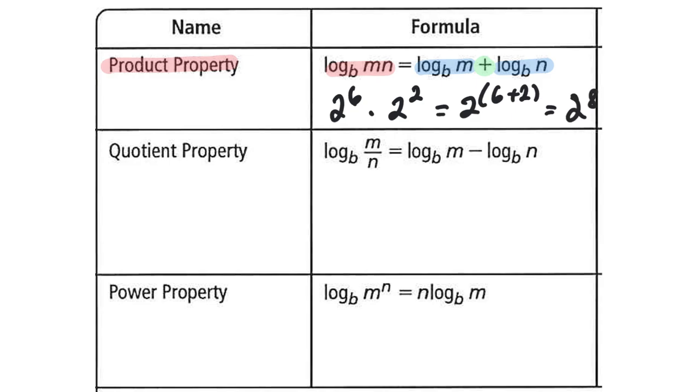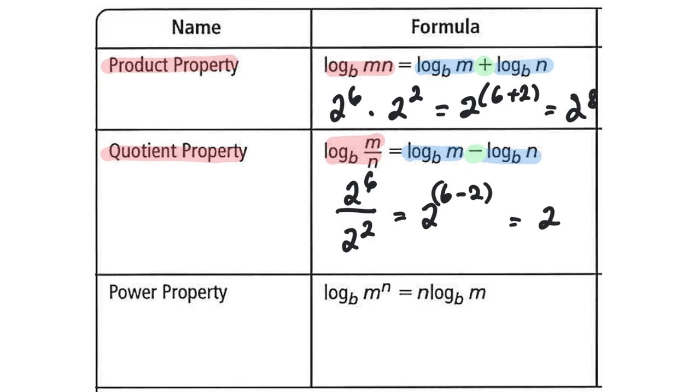The second property is called the quotient property. So let's say you're given log base b of m divided by n. So we're going to subtract these logarithms. Why? Because when you divide two powers, you subtract the exponents. So let's say for example, 2 raised to 6 divided by 2 raised to 2. That's going to give you 2 raised to 6 minus 2, and that's going to give you 2 raised to 4.